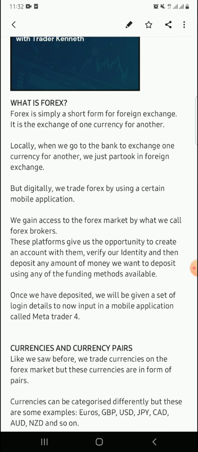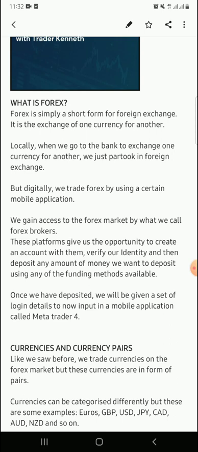Now, these platforms, which are these brokers, give us the opportunity to create an account with them, verify our identity, and then deposit any amount of money you want using any of the funding methods available. Now, these brokers are just websites. So you just go to any of the websites, the one you choose, although I have a recommended broker, so after you take the course, I'll surely give you the link to register with that recommended broker. The broker has all the facilities and all the things you need in order to have a good trading experience.